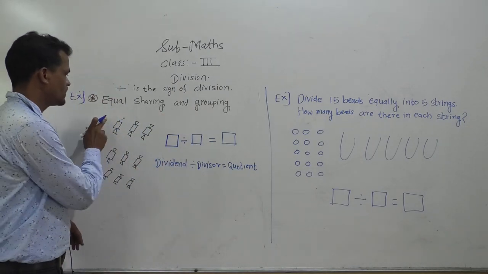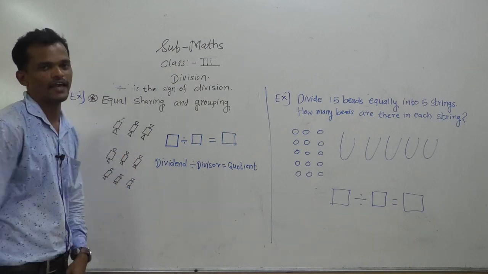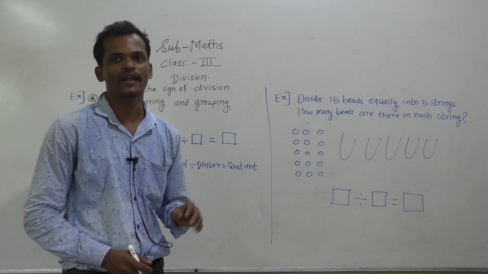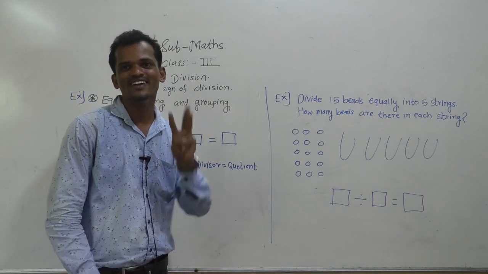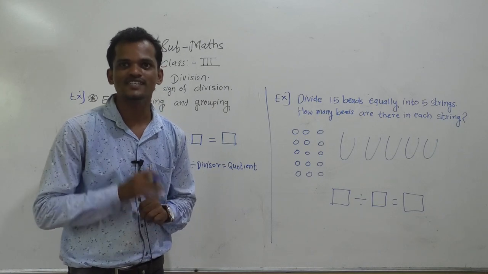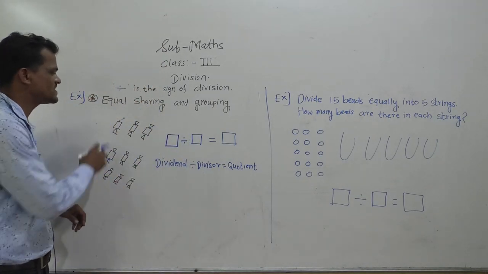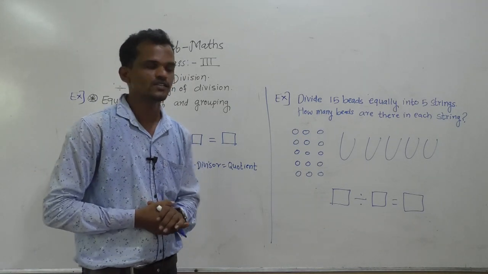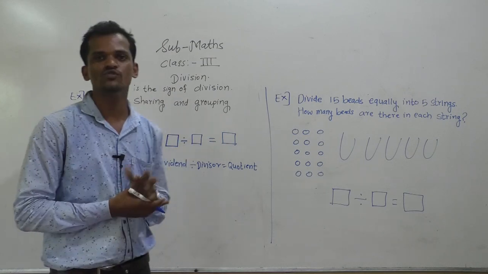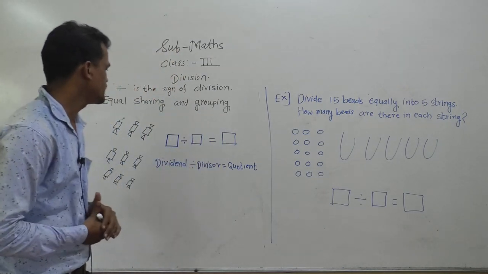So see, there are 1, 2, 3, 4, 5, 6, 7, 8, 9 chocolates, and we have to divide these 9 chocolates among 3 students equally. How will you divide these 9 chocolates equally among 3 students, and how many chocolates will each student get? Now we will see this.